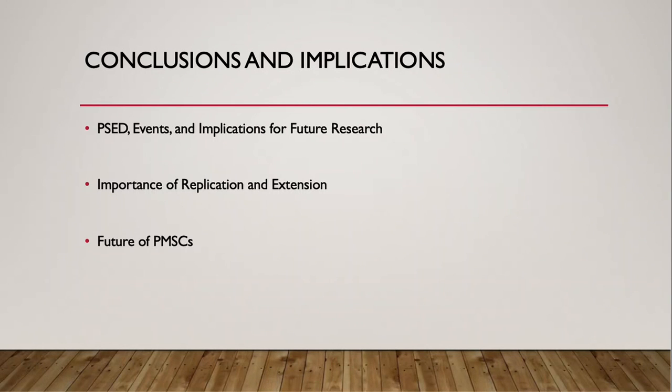Okay, so it's a quick one. Think about the events. What are the implications for future research? You need to think through and be able to articulate the importance of replication and extension. And then you need to be able to identify, but think through what the future of PMFCs hold. Given the data set that you've seen and the trends that you've seen, what would we expect for the future?